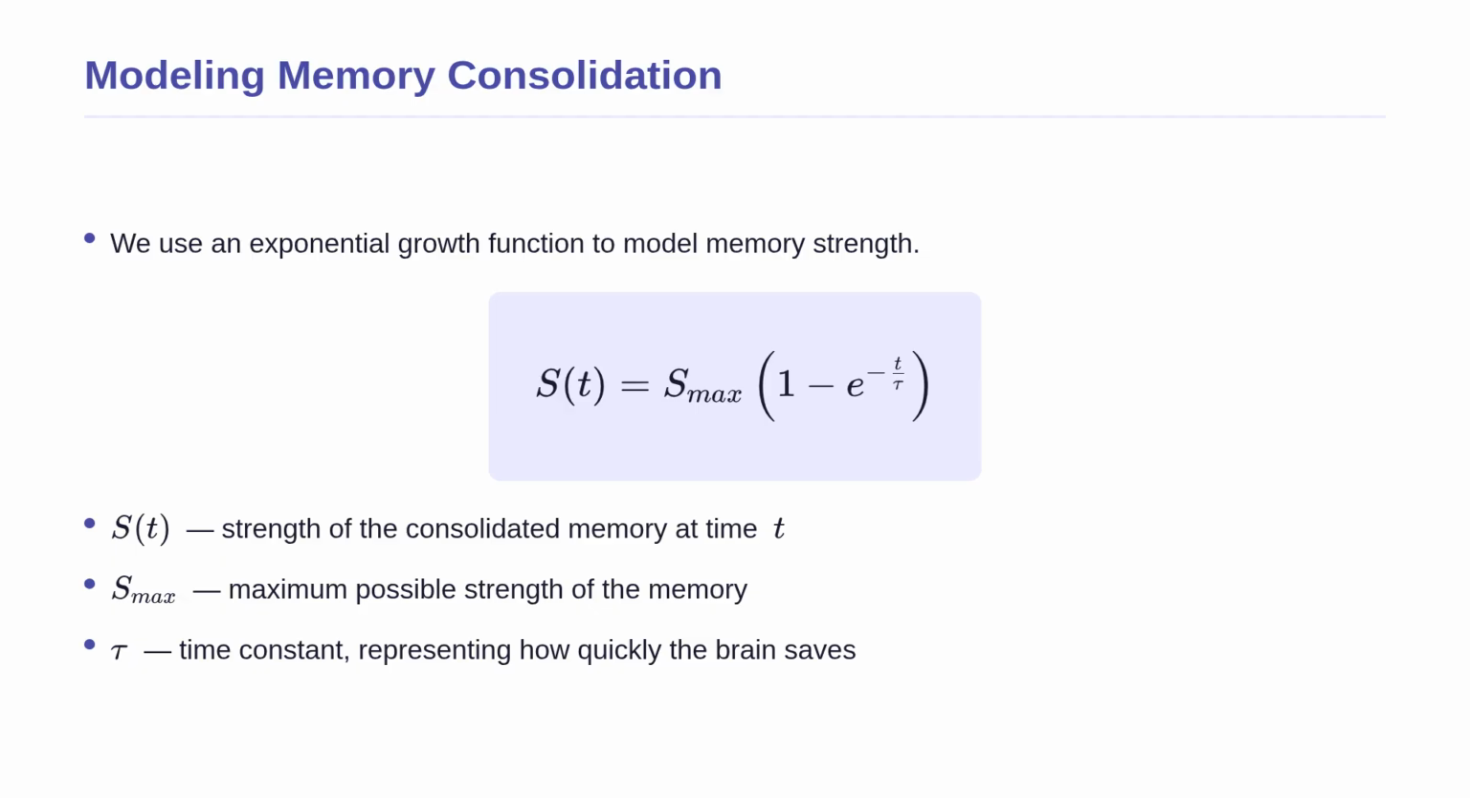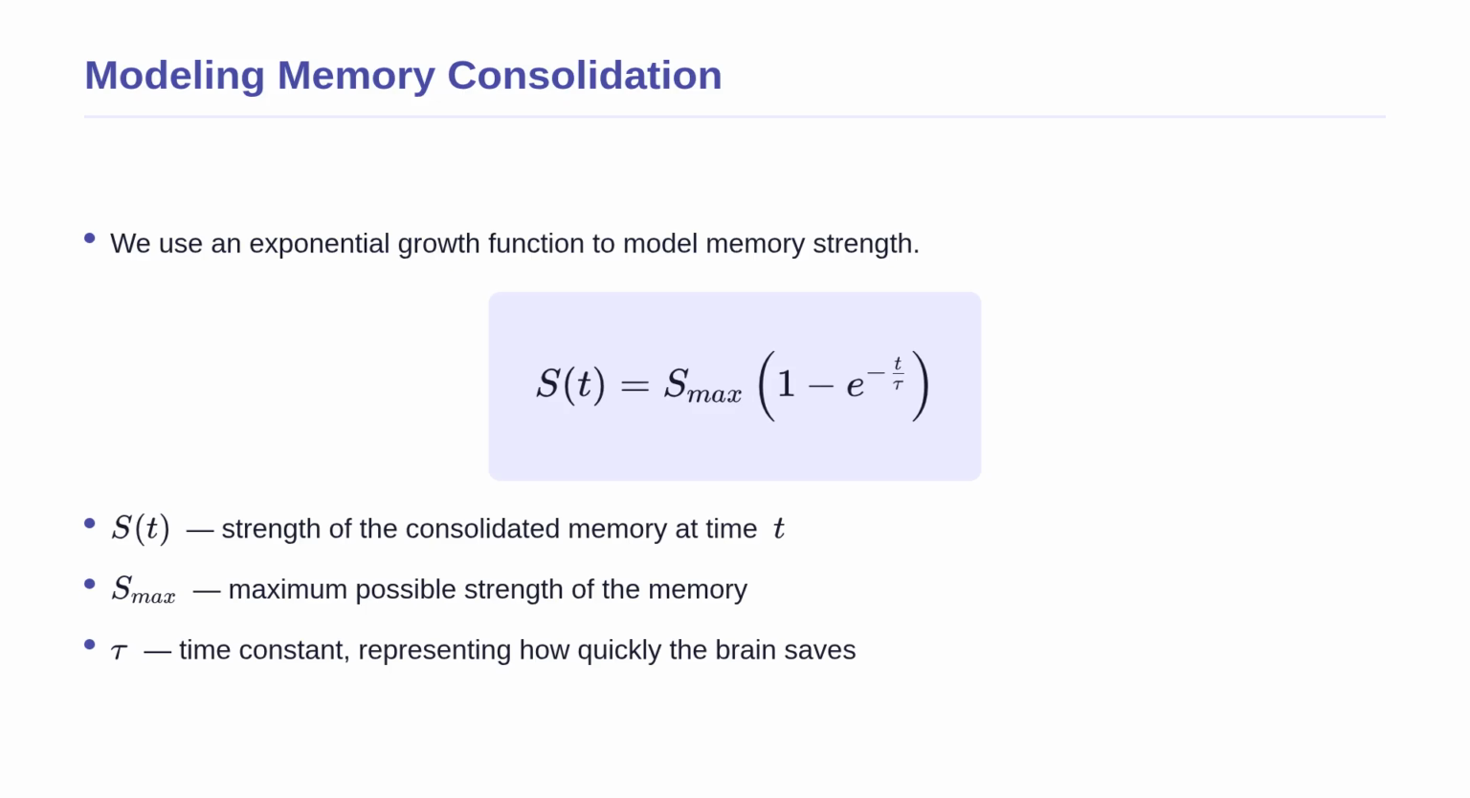Now that we understand the biology, let us look at how neuroscientists mathematically model this process. While memory is complex, we can describe how memory strength grows over time using an exponential growth function. The formula is S(t) = S_max × (1 − e^(−t/τ)). Here, S(t) is the memory strength at any given time t.